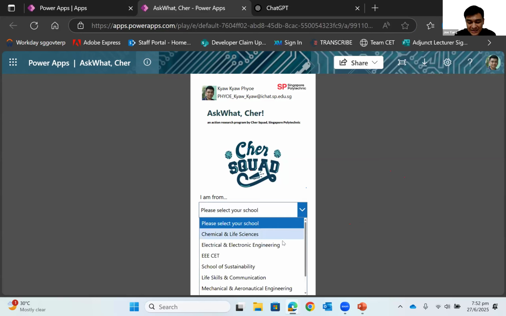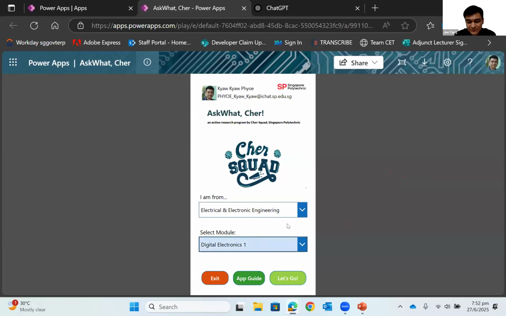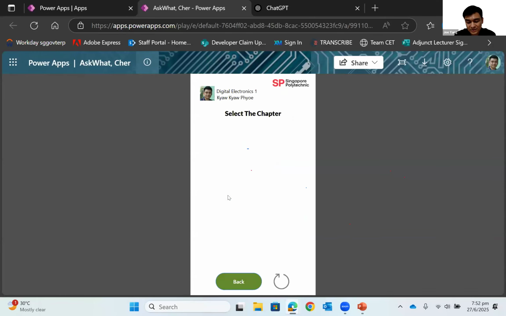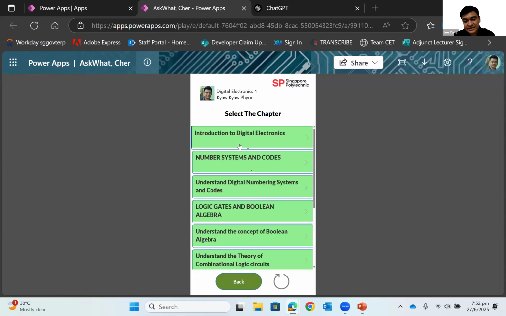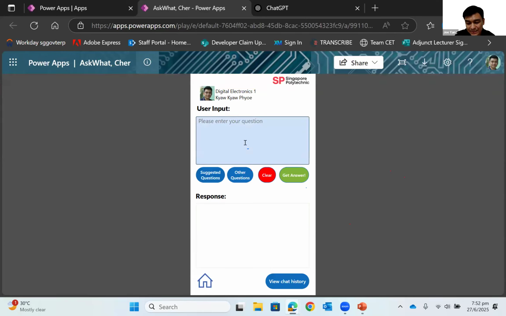First you have to select which school you are from and which module you are studying. After you have selected the module and where you are from, you can move on. It will load the data, so you can ask the chatbot. You can write down what you want to ask and from which chapter. For example, I want to ask from chapter 1, digital electronics. Click here. We also alert the user not to type just anything.